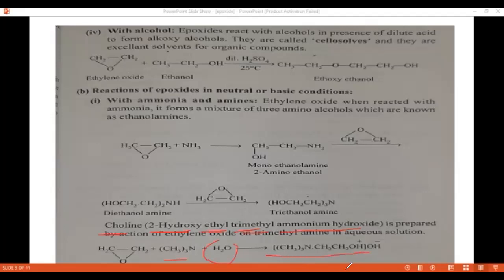Then the formation of choline means 2-hydroxyethyl trimethyl. 2-hydroxyethyl, an ethyl group with a hydroxyl at position 2, and trimethyl means there are three methyl groups attached to the nitrogen. Trimethyl ammonium hydroxide. 2-hydroxyethyl trimethyl ammonium hydroxide is called choline. How to prepare choline? When the epoxide reacts with trimethylamine in aqueous solution.